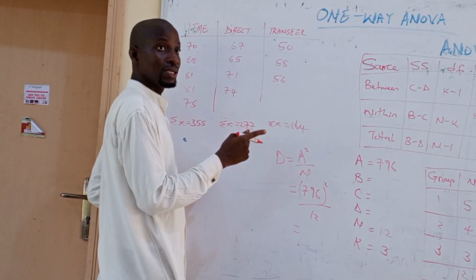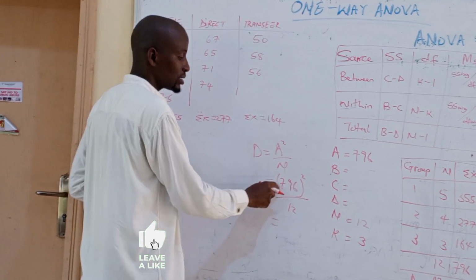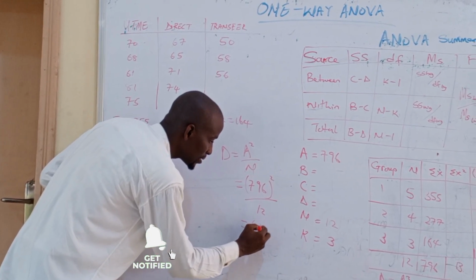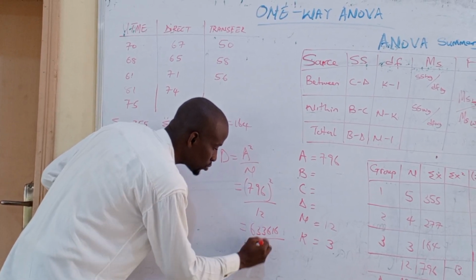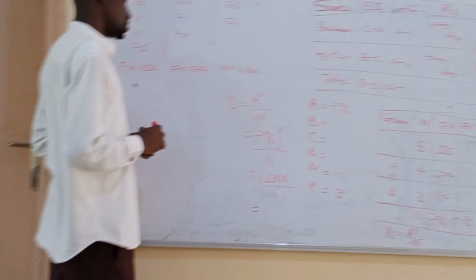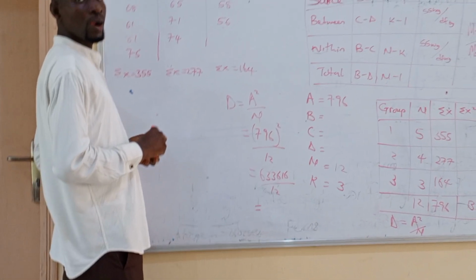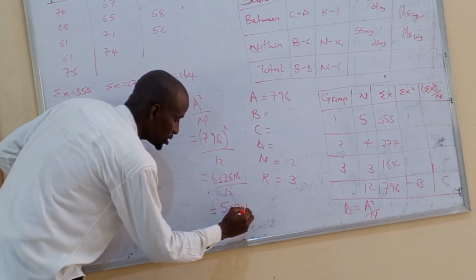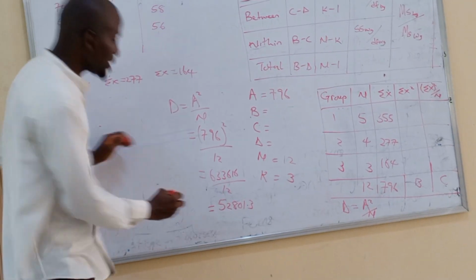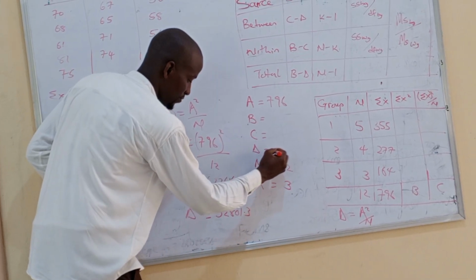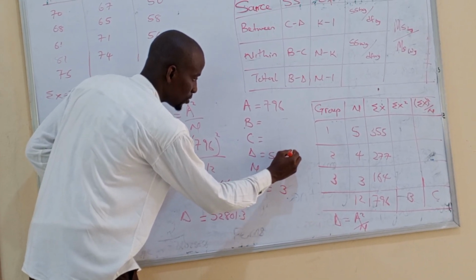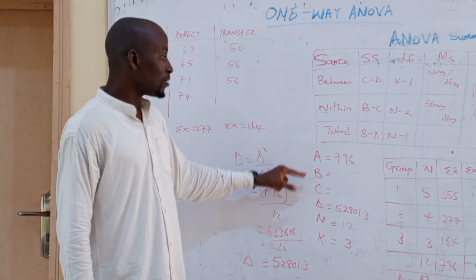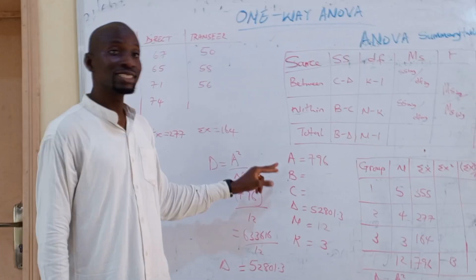796 squared. It's not square root, it is square. 796 times 796. 633,616. Divided by 12. 52801.3. So that means our D is 52801.3. So this approach tells us that we have solved A, D, N, K. It remains B and C.